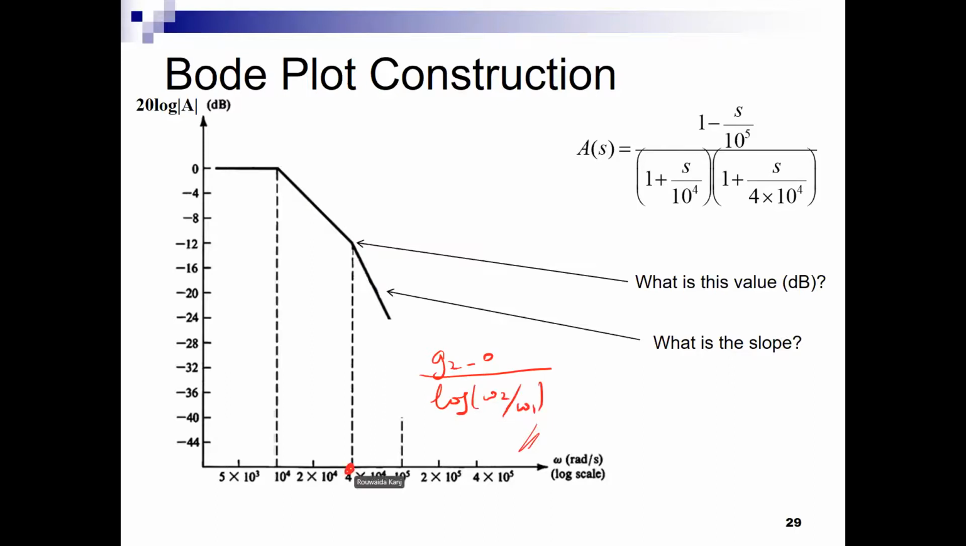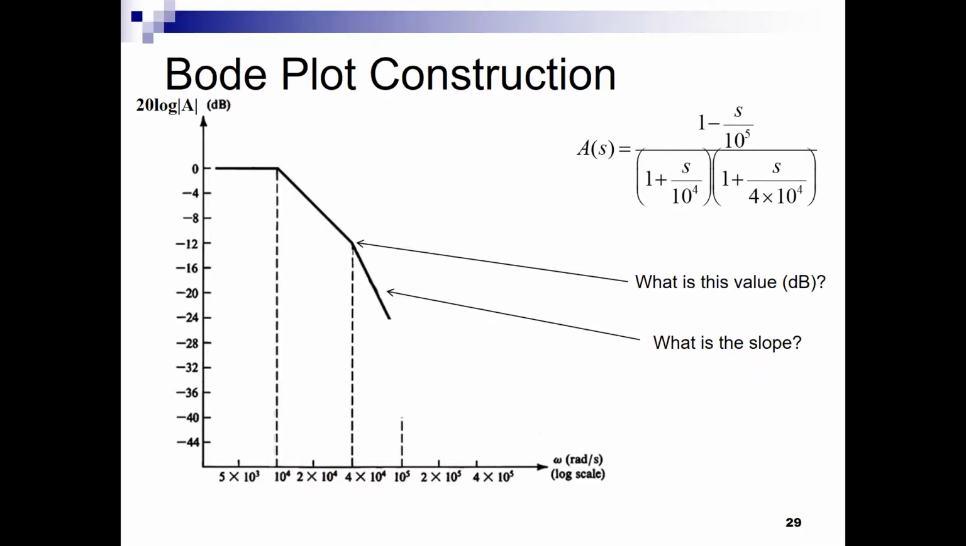It is how many decades I have here, right? So this is equal to minus 20 dBs per decade. Omega 2 here is 4 times 10 to the 4, omega 1 here is 10 to the 4. I have this, so I can solve for it. Does anybody have any question? Okay, so let us look at the next slide.